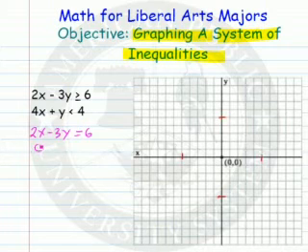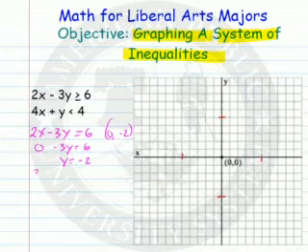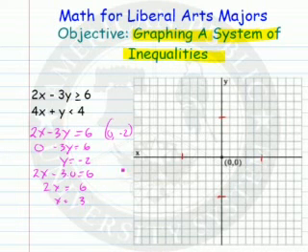If we put 0 in for x, we're going to get minus 3y equals 6. Y is equal to minus 2. So there's a point 0, comma, minus 2. If we put 0 in for the y, we're going to get 2x minus 3 times 0 equals 6. 2x equals 6, x equals 3. So we get the point 3, comma, 0.